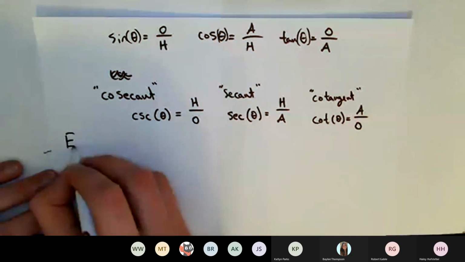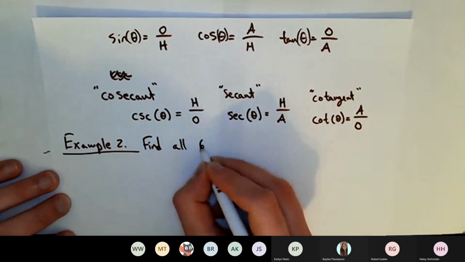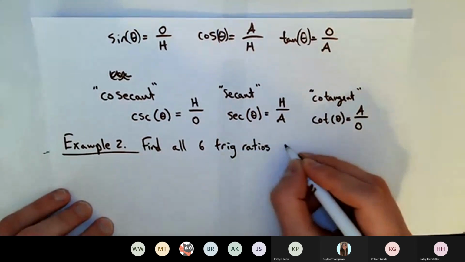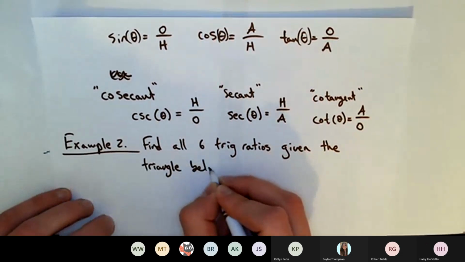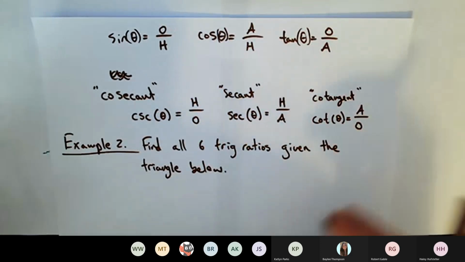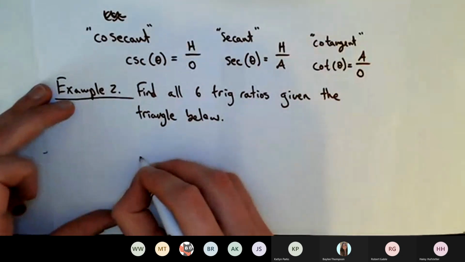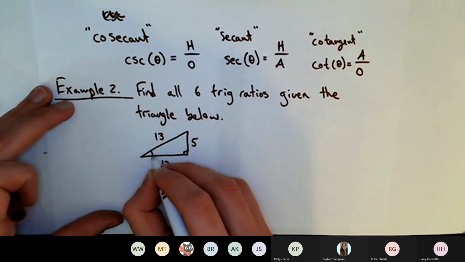Okay, so example two. Sorry, let me close the window. The garbage truck is here. Okay. Find all six trig ratios. So that's another way to say what the trig function is equal to. It's going to give a ratio, right? So I'm asking for ratios from the trig functions given the triangle below. And let's do another special triangle. You might remember a special right triangle, a 5, 12, 13. And there's theta.